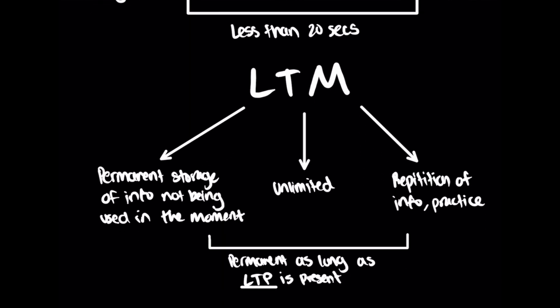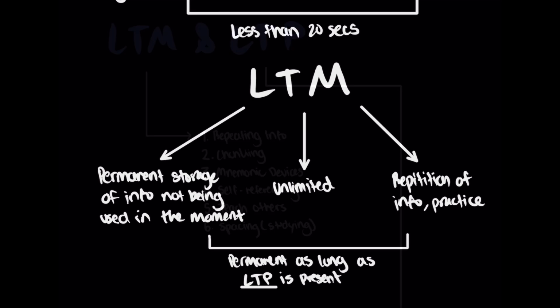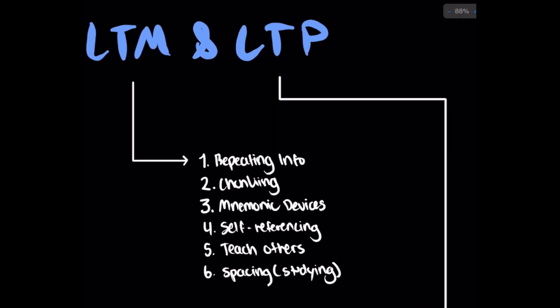Then we have long-term memory, which is the permanent storage of info not being used in the moment, has unlimited capacity, and LTM is used and strengthened from the repetition of info and practice. And this is permanent as long as the LTP, or long-term potentiation, is present, which we'll be talking about in the next slide. I want to get into long-term memory and long-term potentiation.